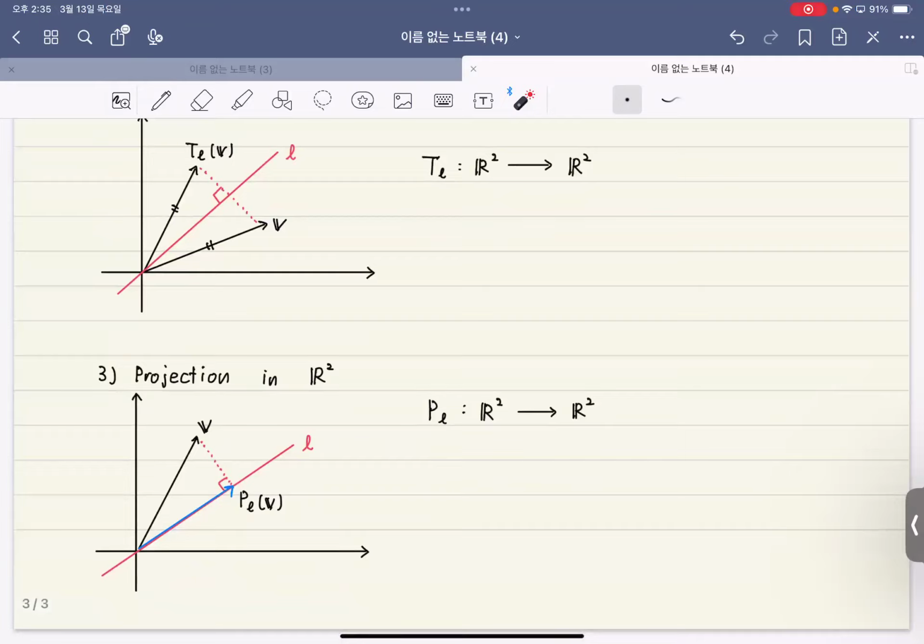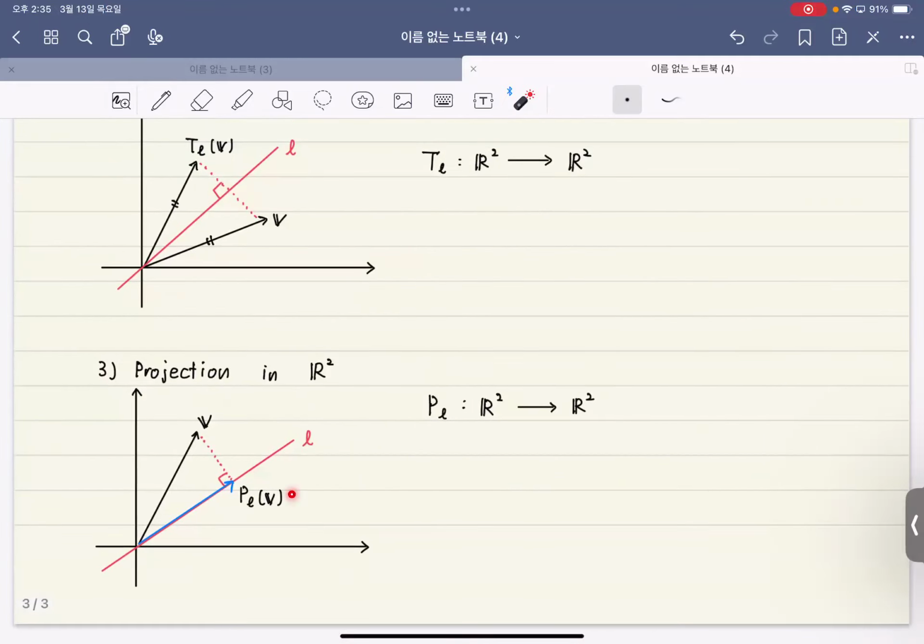I'm not going to spend too much time, but the last one is the projection. Again, this is a function from R2 to R2. And L means another random one-dimensional subspace in R2. And P_L, this letter P obviously stands for the projection. If you project this vector onto this one-dimensional subspace, the resulting vector would be this blue vector from the origin to here. I'm going to say this is my P_L of v. And again, by the same reason, this is a linear transformation. They are all linear transformations.